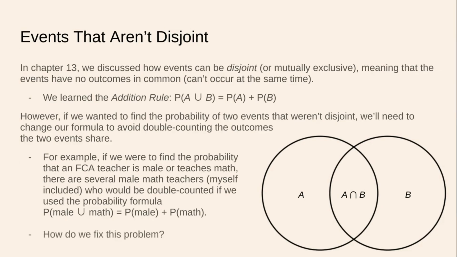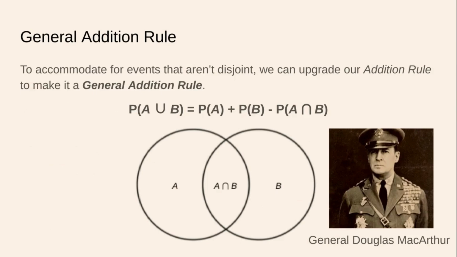So how do we fix this problem? Well, we fix this problem by using a slightly different formula. We use the general addition rule. To accommodate for events that aren't disjoint, we can upgrade our addition rule to make it a general addition rule. And when I say general, I don't mean a general like Douglas MacArthur over here from World War II. I mean general as in it works universally. The probability of A or B equals the probability of A plus the probability of B minus the probability of both. Here's why this works.